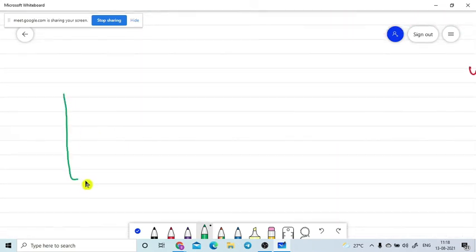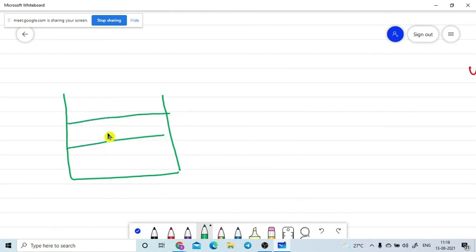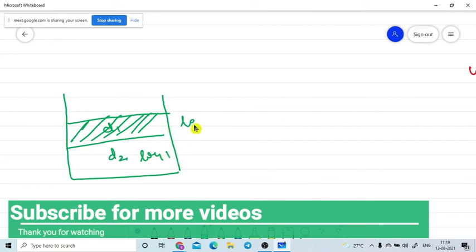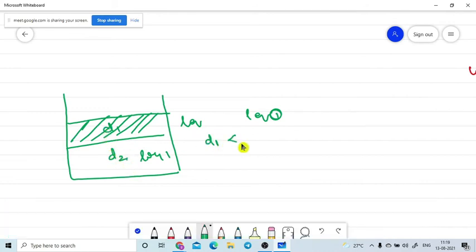Now I take two types of liquids with two different densities, D1 and D2. Which one will float on the other? This is the liquid with one density, and this is the liquid with another density. To float liquid 2 on liquid 1, what is the relation between the densities of these two liquids? D1 must be lesser than D2. Are you getting or not?